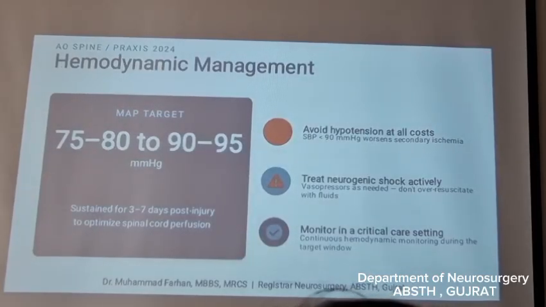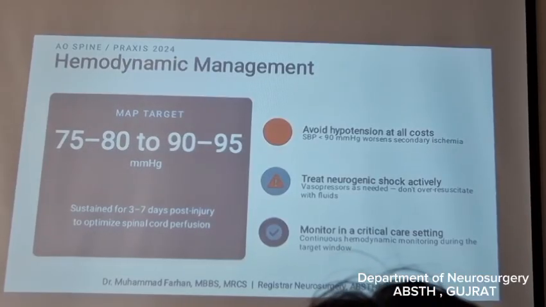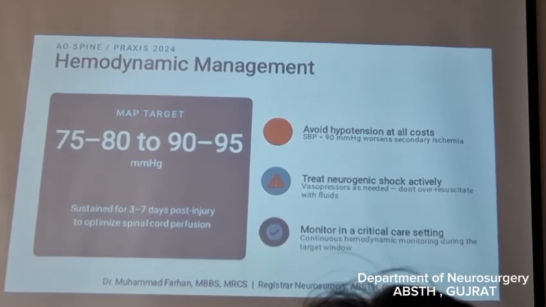Then, according to the ATLS, we maintain the airway, breathing, and circulation. In circulation, the management of shock or the blood pressure is very important, because to prevent secondary spinal cord injury, if there is decreased perfusion to the spinal cord, then secondary injury can progress.